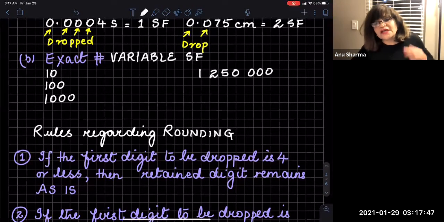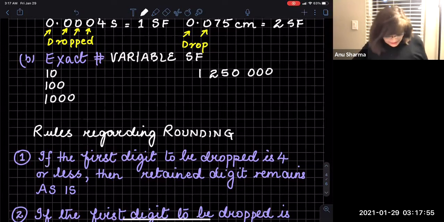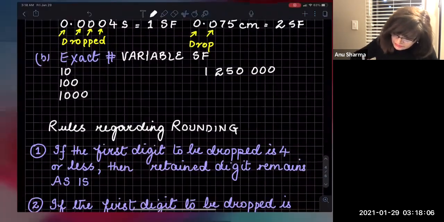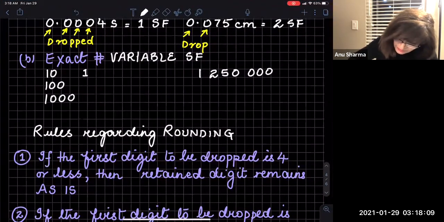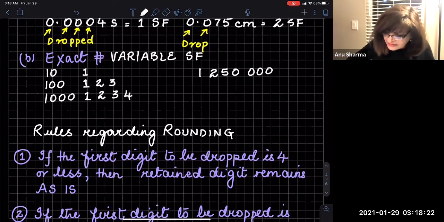Or it's like it's infinite. Some of the books say infinite. So it doesn't matter if it's infinite or if it's variable significant figures. It means they can be, ideally, this is 1, this is 1, this is 1, this one can be 2, this could be 3, this could be 2, this could be 3, this could be 4. So in this case, definitely 1, 2, 3 for sure.